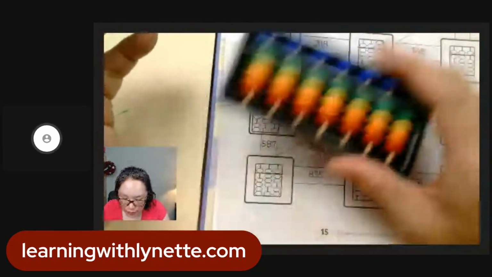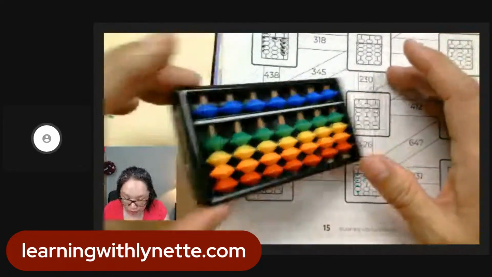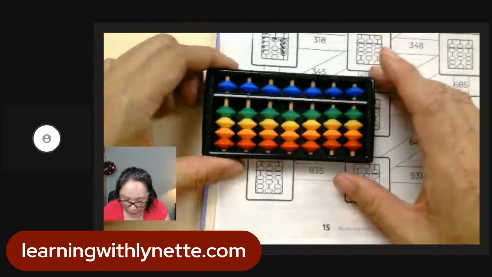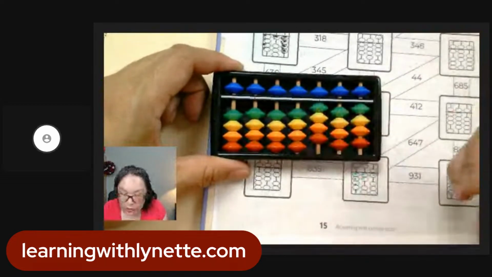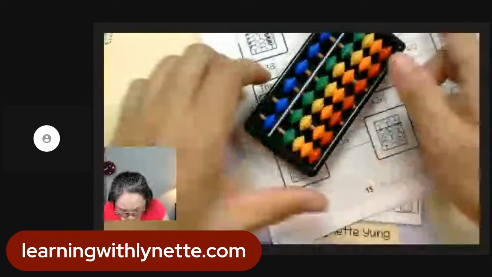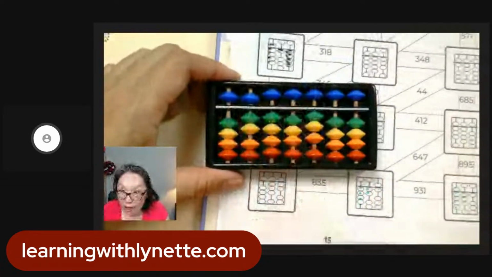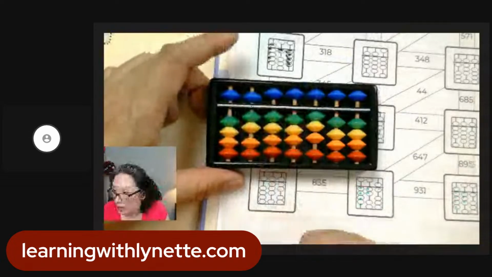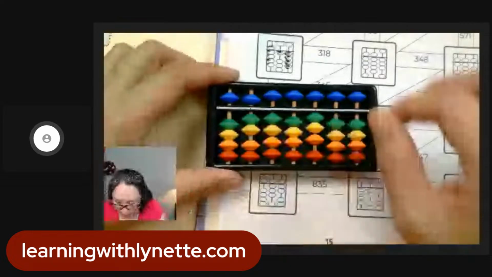Because it's easy to move, even if you bump it, your answer will be wrong. So you've got to hold it and stabilize it with your left hand. If you flick too hard, then your answers will become wrong. So don't flick hard. Don't be like Zeus in Thor Love and Thunder.